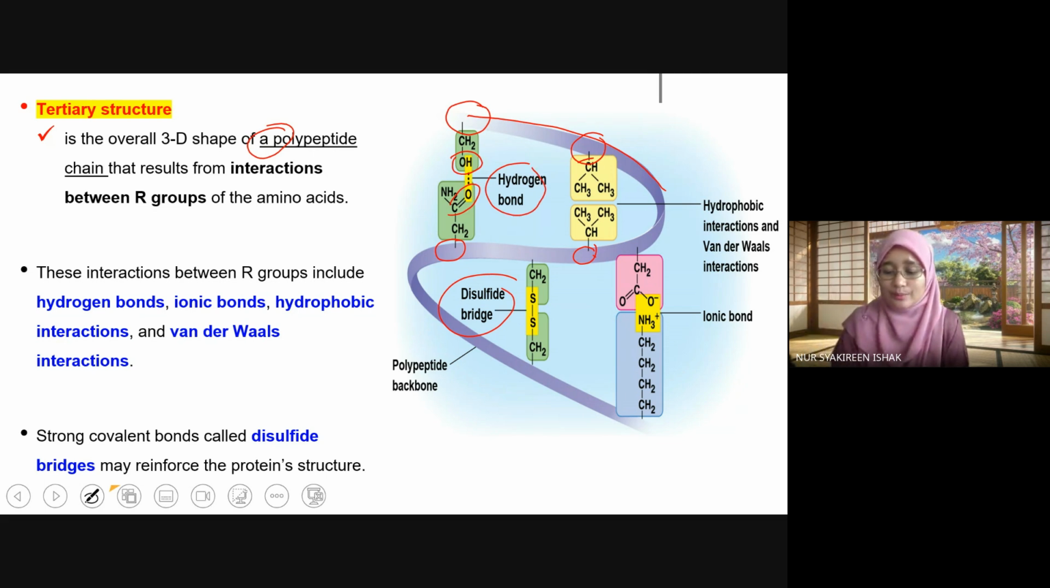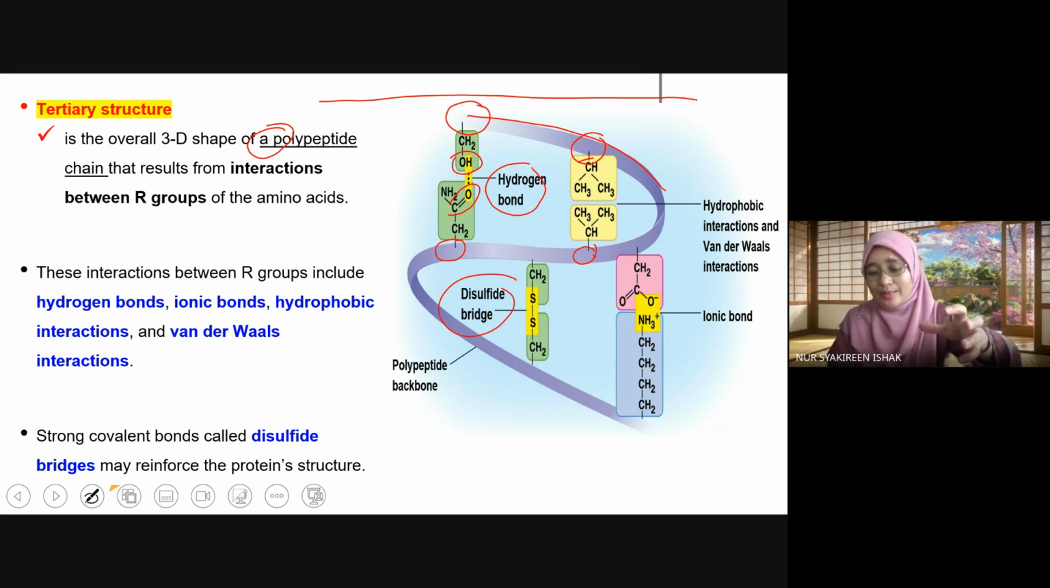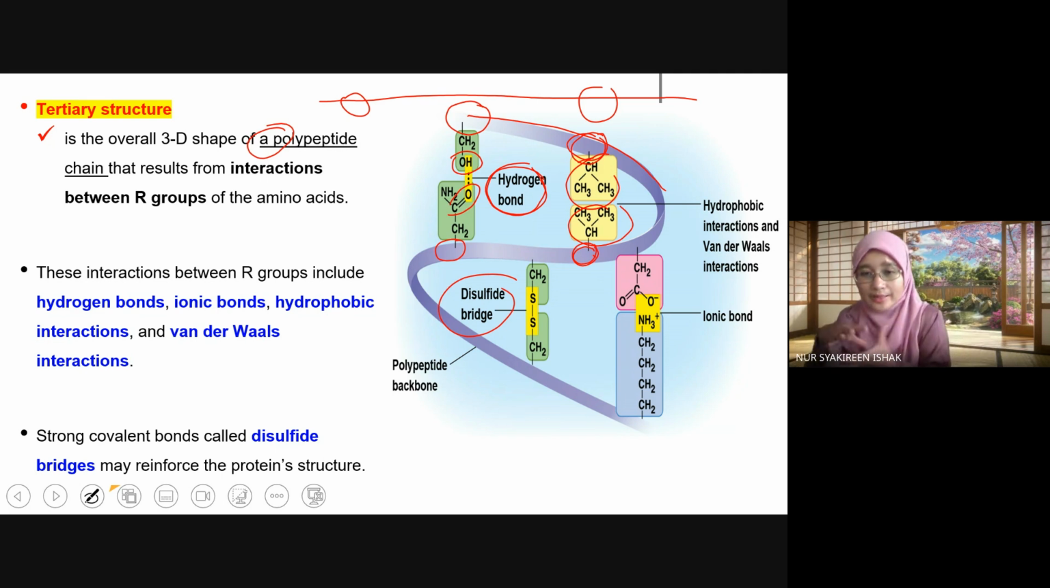So asalnya polypeptide tu dia straight kan kalau primary structure. So bila dia jumpa one amino acid along that polypeptide chain, it also meets up with another amino acid that has polar side chain. It leads to the formation of hydrogen bonds. So this causes the protein to fold into a specific shape. And here you see that this amino acid and this amino acid has hydrocarbons. So hydrocarbons and another hydrocarbons, it forms an interaction which is hydrophobic interaction, because the side chain consists only of carbon and also hydrogen.